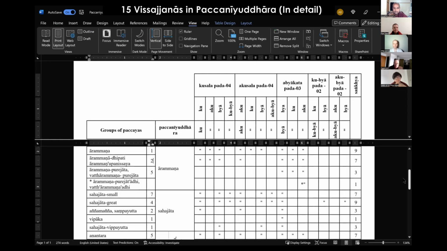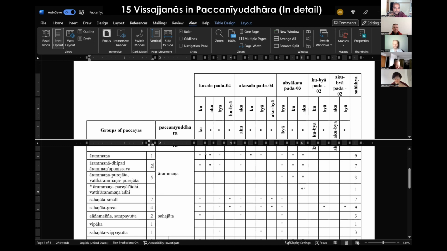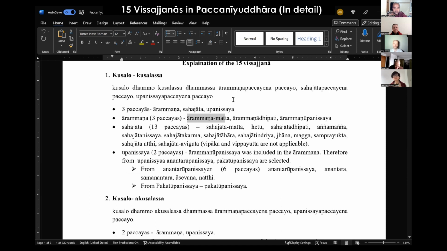So these three Paccayas are shown here. Ārammaṇa, and here we are looking at 2 Paccayas: Kusalattika-paṭṭhāna and ārammaṇa are shown here. And the next one is ārammaṇādhipati and ārammaṇūpanissaya. So we are looking at 2 Paccayas here. We see that combination here. We pick 3 Paccayas from ārammaṇa, from the word nārammaṇapaccayā. And then we have the other term called Vissajjanā.